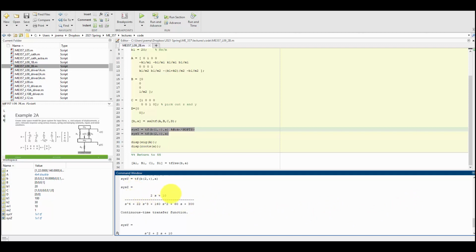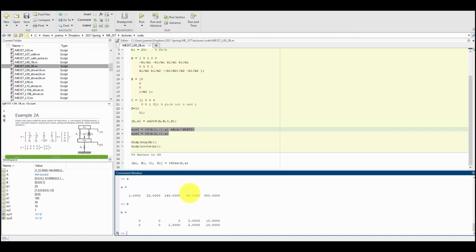So this is my z over u, so I get (2s plus 10) over (s to the 4th plus 22s cubed plus 140s squared plus 60s plus 300), and that indeed does correspond to, well, see for A, my denominator: 1, 22, 140, 60, 300. It wants my leading coefficient to always be 1 when it does this conversion.